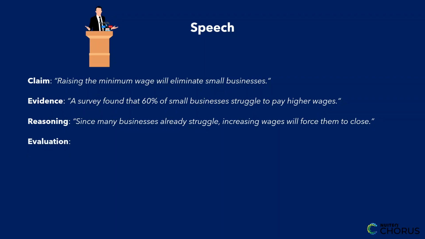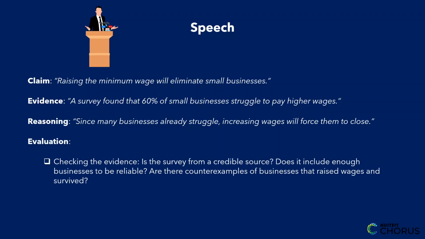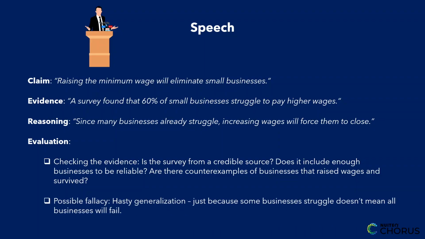Evaluation: checking the evidence. Is the survey from a credible source? Does it include enough businesses to be reliable? Are there counterexamples of businesses that raised wages and survived? Possible fallacy: hasty generalization. Just because some businesses struggle doesn't mean all businesses will fail. This example shows why it's important to question evidence and think critically before accepting an argument.